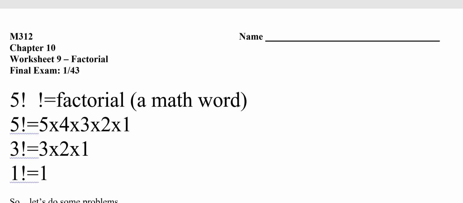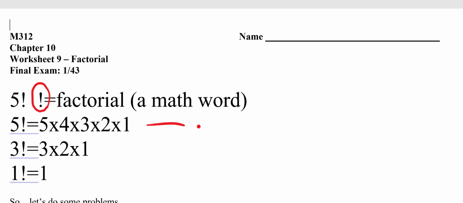So the topic today is called factorial. It's a math word, and just to highlight this little exclamation point right here, that means factorial. When you see 5 factorial, that doesn't mean 5, like you yell really loud. That means a math thing. The next line here describes it.